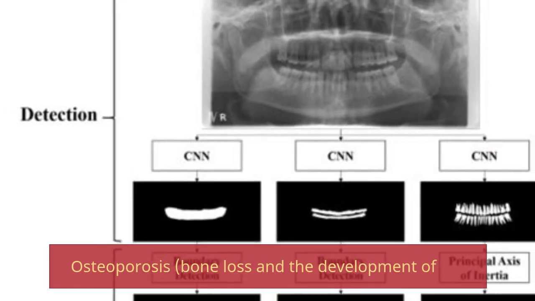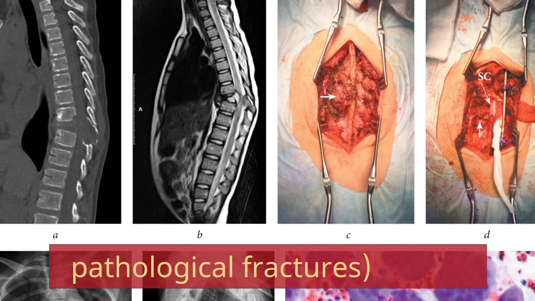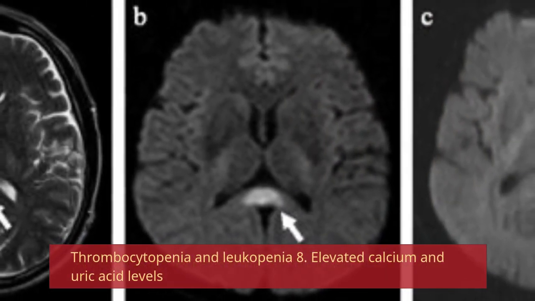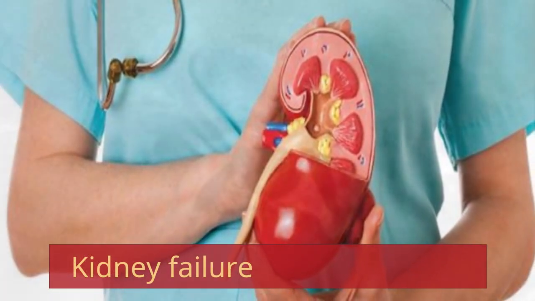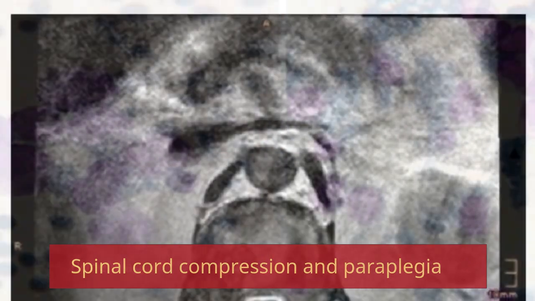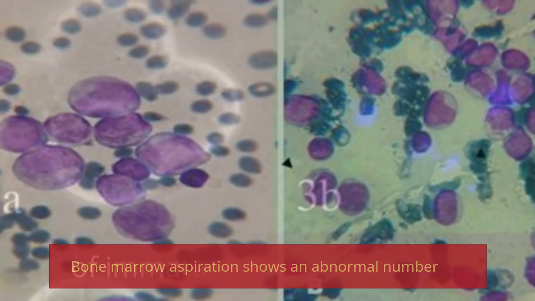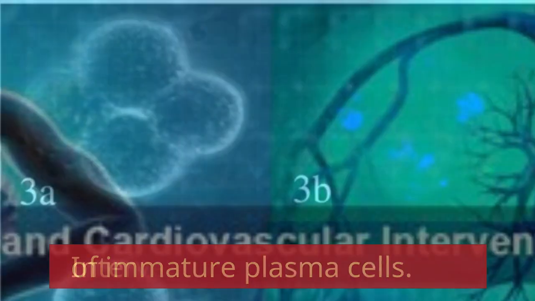Anemia. Osteoporosis, bone loss and the development of pathological fractures. Thrombocytopenia and leukopenia. Elevated calcium and uric acid levels. Kidney failure. Spinal cord compression and paraplegia. Bone marrow aspiration shows an abnormal number of immature plasma cells.